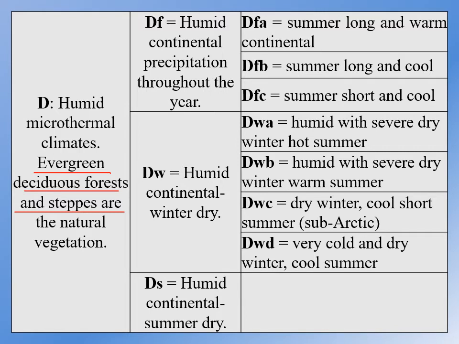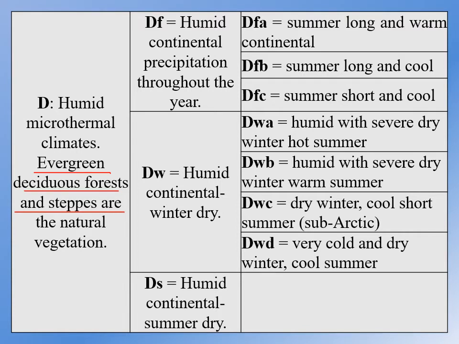Df and Dw types are again subdivided into parts: summer long and warm continental, summer long and cool, summer short and cool types. Whereas Dw type is subdivided into four groups: humid with severe dry winter hot summer, humid with severe dry winter warm summer, dry winter cool short summer, and lastly the very cold and dry winter cool summer.